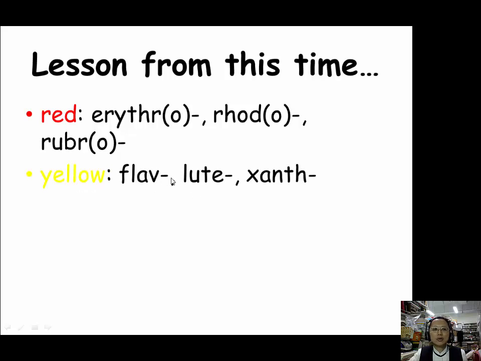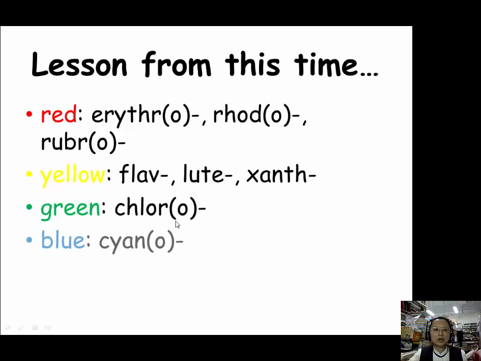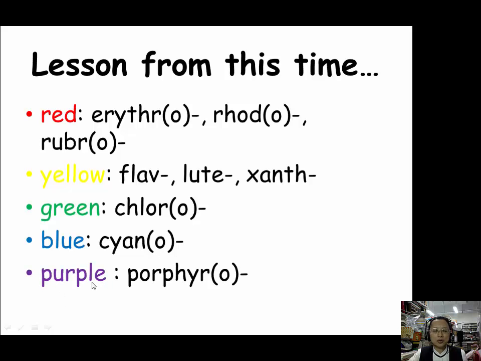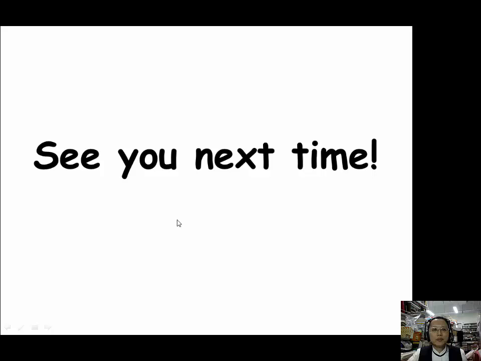For yellow, we also have 3 prefixes: F-L-A-V, and L-U-T-E, and X-A-N-T-H. For green, we have 1 prefix: Chloro, C-H-L-O-R-O. For blue, we also have only 1 prefix: cyano, C-Y-A-N-O. For purple, there's only 1 prefix, that's porphyro, P-O-R-P-H-Y-R-O. Next time when we come back, we'll see more prefixes about color.